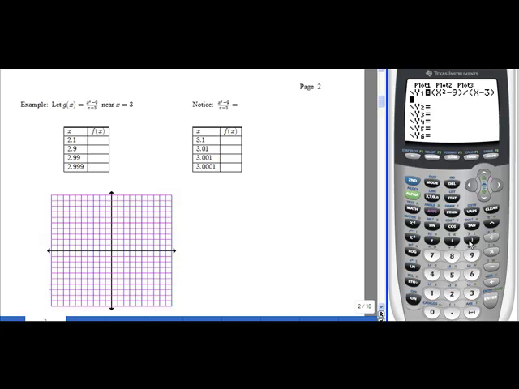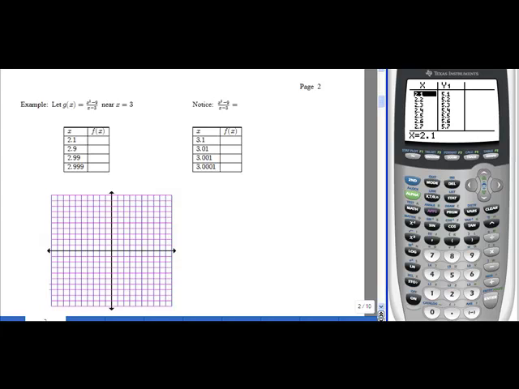Now I have it typed in. Let's go ahead and find these table values. So I'm just going to use my table feature. I'm going to change my table set to start at 2.1, and I'm going to go by tenths. So I'm going to change my change in table to 0.1, and I'm going to do second table.